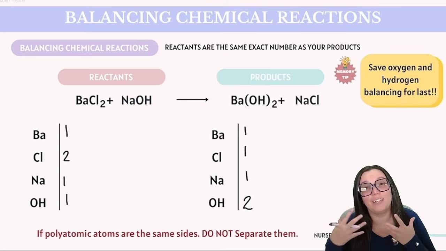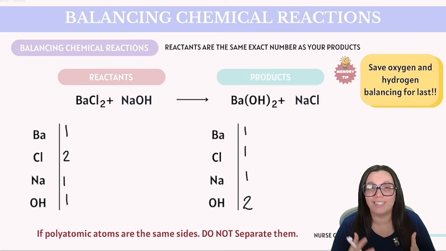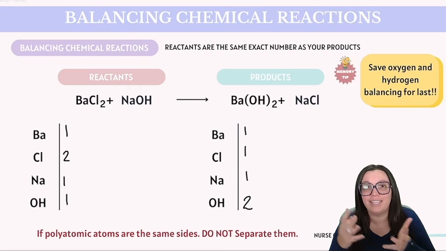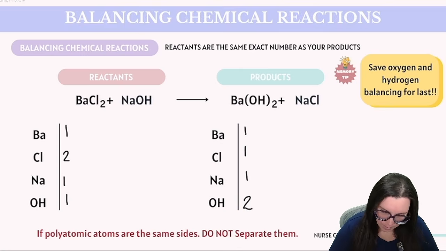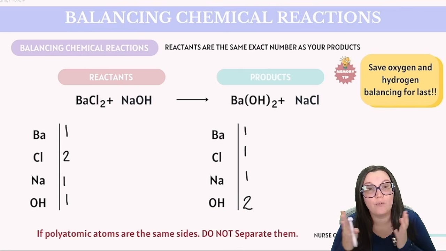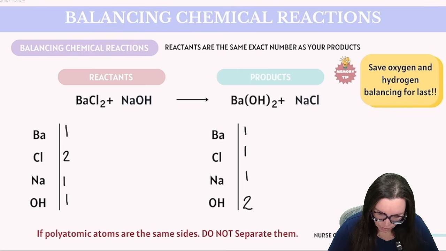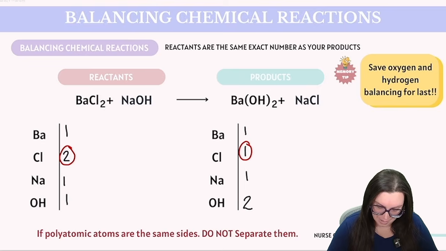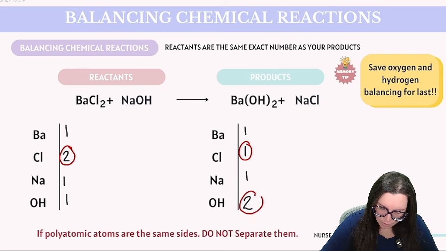Next we want to identify which elements are going to need to be balanced. We're going to compare the elements on one side with the elements on the other side, starting with our Ba element. We can see that we have 1 on both sides of our equation, so we are good there. There's nothing that we need to do. But look here, a Cl element has 2 on the reactant side and 1 on the product side, so we're going to have to balance that. Our Na element looks good. We have 1 on both sides, but our OH element is another problem, right? We have 2 on the product side and 1 on the reactant side.